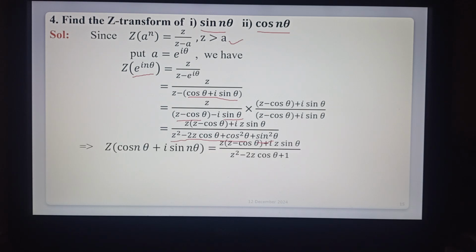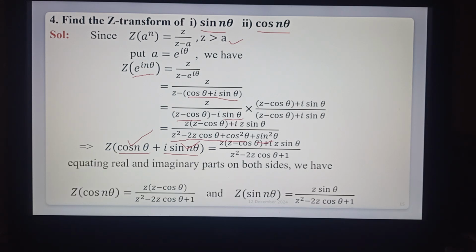So that is equal to here, and the Z transform on the LHS, e power i n theta, is equal to cos n theta plus i sin n theta. So here z into z minus cos theta plus i into z into sin theta by, after simplification, z square minus 2z cos theta plus 1. So now on both sides, equating the real part and imaginary part. Okay, the RHS is also the same.